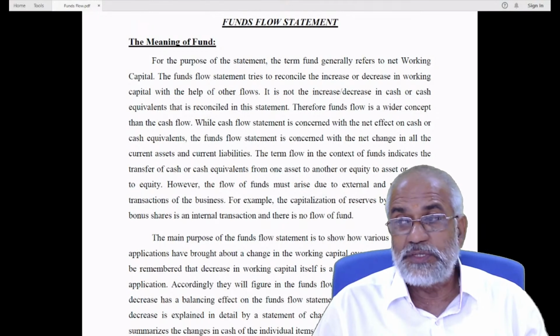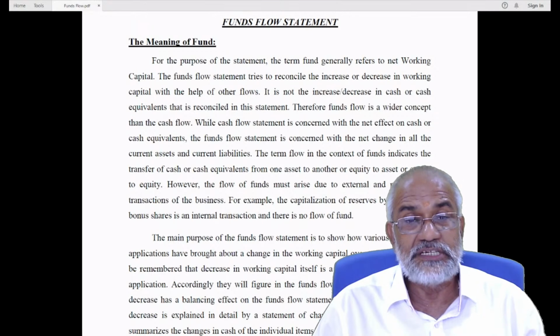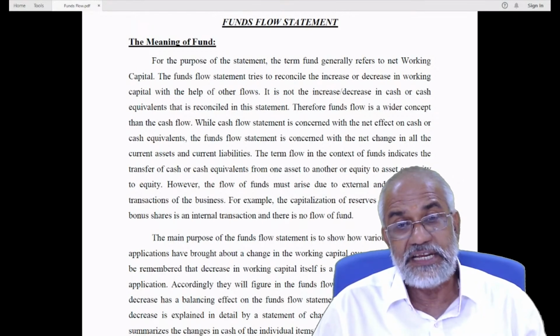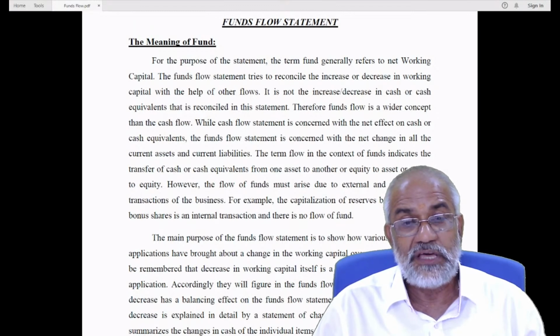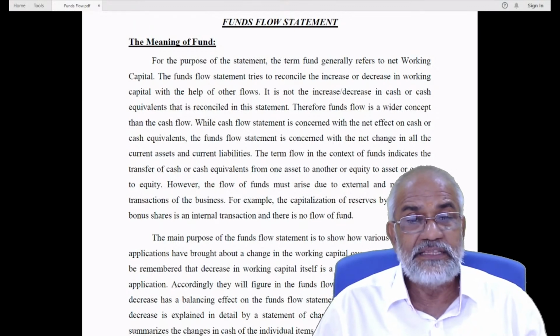the debtors, 5,000 rupees cash is realized from the debtors, the entry would be cash account debited to sundry debtors account. Cash is a current asset, sundry debtor is a current asset. So both belong to one and the same category, that is current asset. One current asset increases, that means cash. When the cash comes in, the balance of cash or the volume of cash increases.